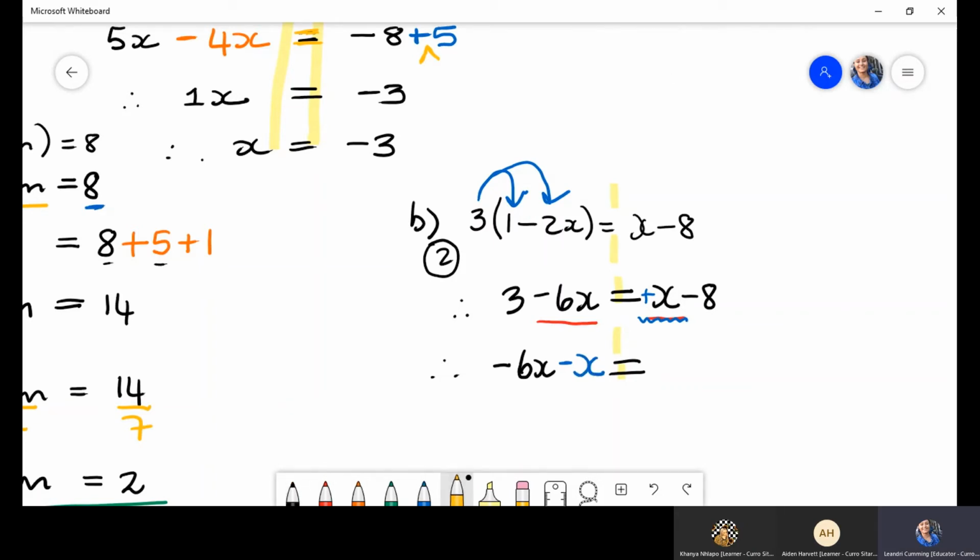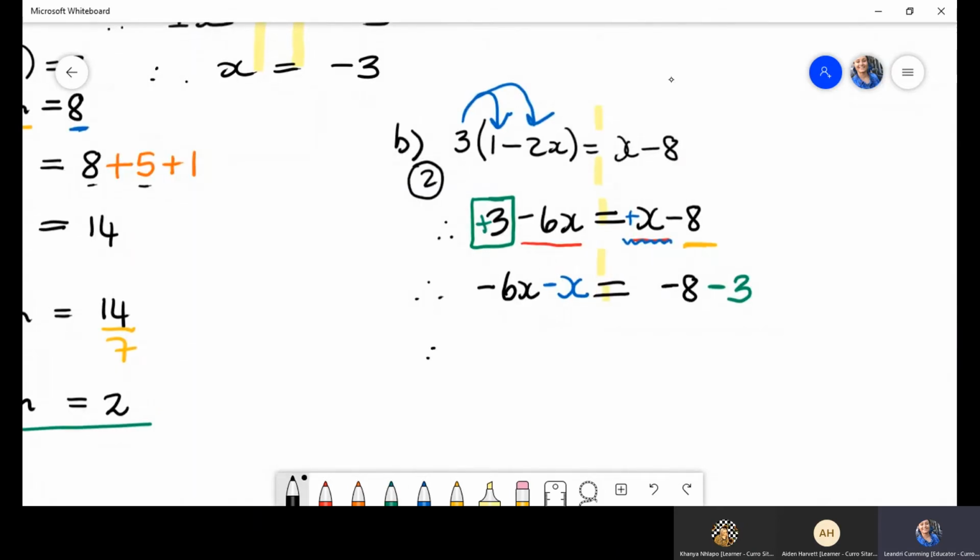Now I look at what do I already have on my right-hand side. I always start with what I already have because those signs stay exactly the same. And I go and I fetch whatever else I need. That's a little plus 3 there. Now it becomes minus 3, right? Then negative 6x, negative x gives me a negative 7x. I'm not multiplying here. I am just becoming more negative. Same on the other side. Minus 8, minus 3, we just become more negative, negative 11.